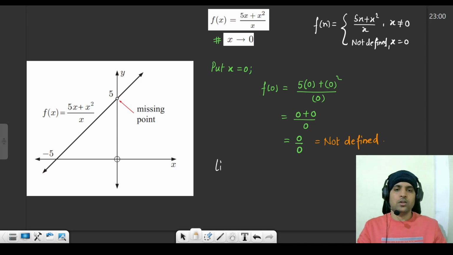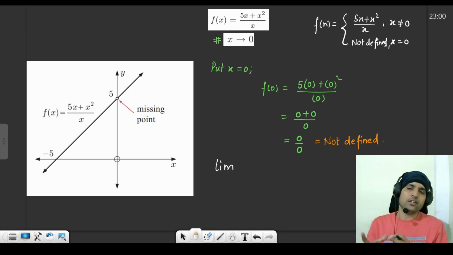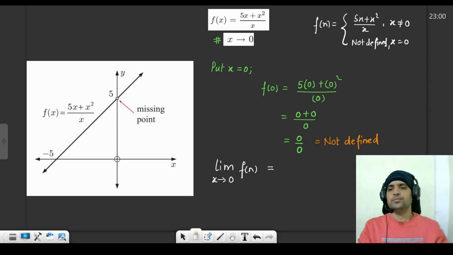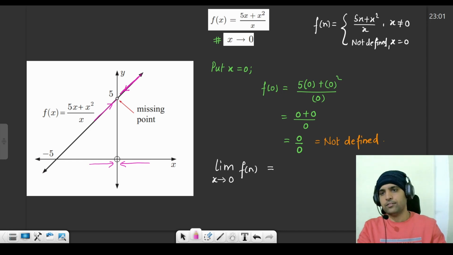So that's the whole thing. From the graph you won't always be able to find the limit. That is why we need analytical methods. So, the limit of f of x as x tends to 0. If you look at this from the left hand side, you are reaching almost 5. From the right hand side also, if you go to x equals 0, the value of f of x is also reaching 5. So from both the left hand side and the right hand side, you are reaching 5.